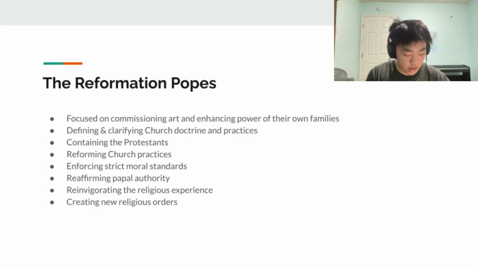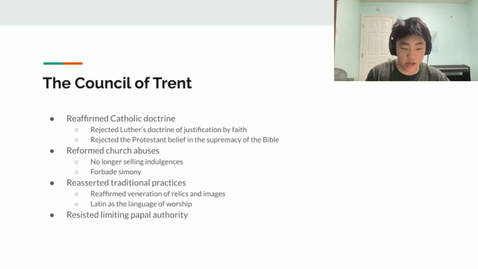papal authority, etc. And this came into light with the Council of Trent, which reaffirmed Catholic doctrines and rejected Luther's doctrine of justification by faith and reaffirmed that salvation is achieved by both faith and good works.